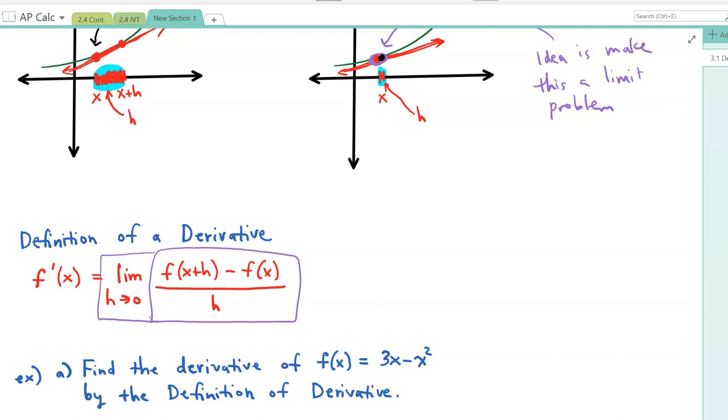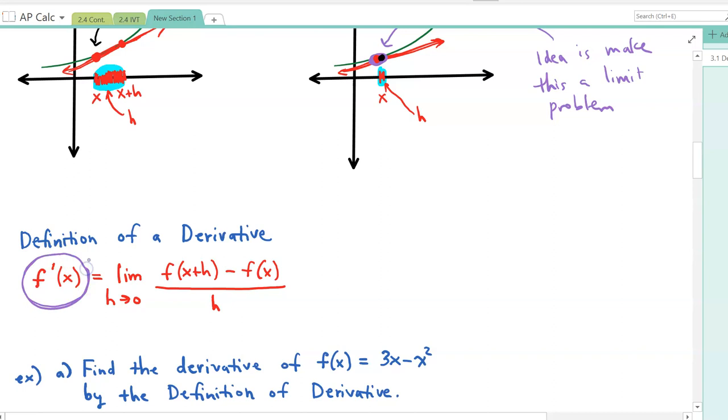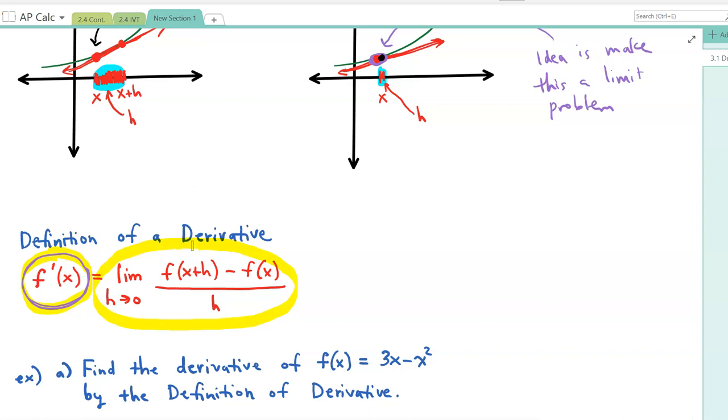And another way of denoting that definition of derivative is this notation right here, f prime of x. That notation is another way of saying derivative. You could also say the limit as h approaches zero of f of x plus h minus f of x over h. That is also the same meaning, the definition of derivative. The book calls this the limit process.